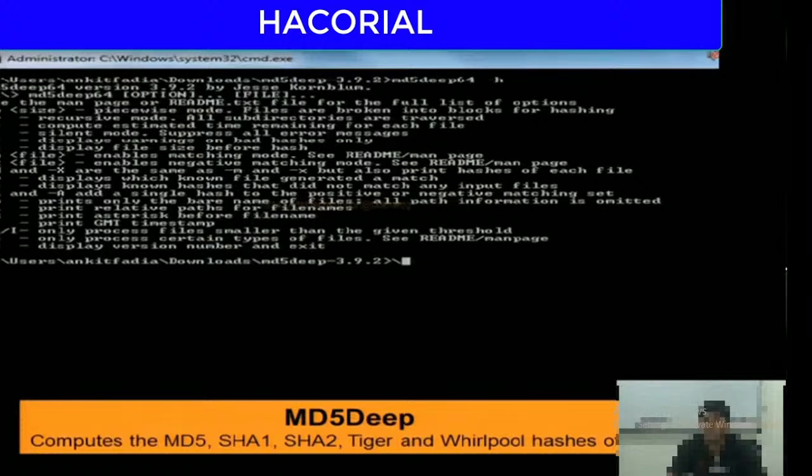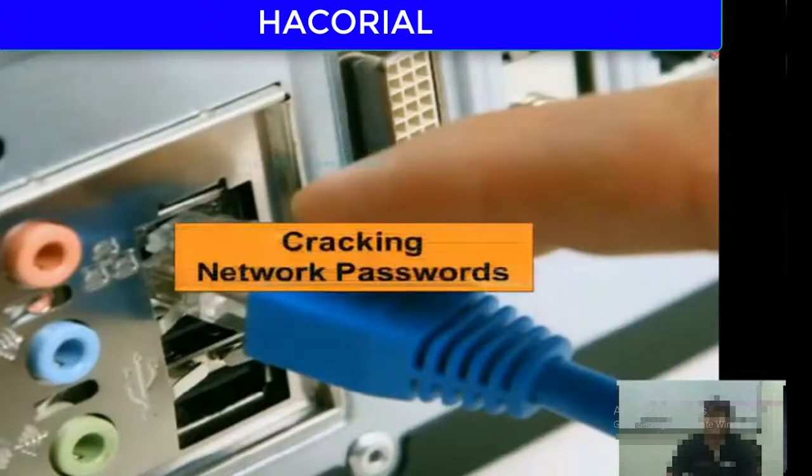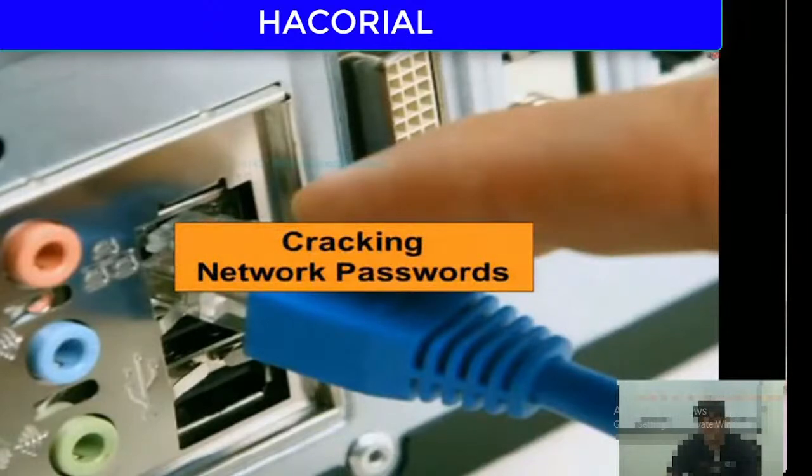Yet another software which works with various hash algorithms is called MD5 Deep. It does not allow you to crack the password, but it computes the hash for various files that you might have. If you remember, I had discussed hash checksums, which ensure that the file you have downloaded is authentic. MD5 Deep allows you to do that. Not only MD5, but also SHA1, SHA2, Tiger and Whirlpool hashes can be calculated by this software.